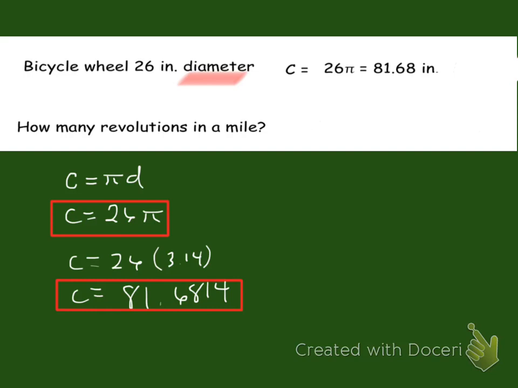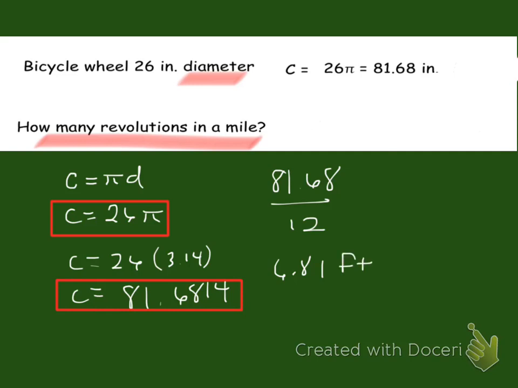Now the other thing I want to do is change that 81.68 inches to feet, because we're going to need that here in a second when we talk about this question down here. If I want to change that to feet, I would take my 81.68 and divide it by 12. And what you're going to find out is that in feet, your circumference is 6.81 feet. Okay? So again, I'm just converting this for the practical purposes of our next question.